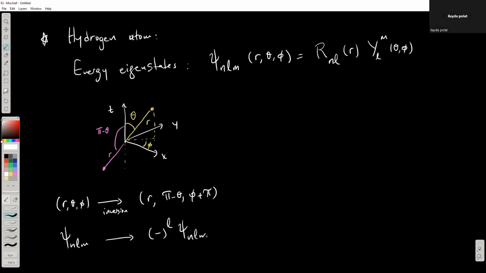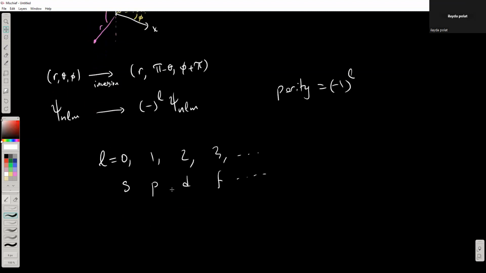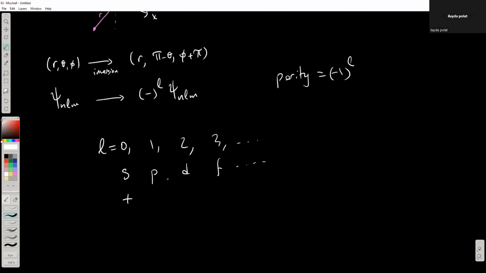It turns out that the state psi n l m is transformed into (-1)^l psi n l m. So the parity is equal to (-1)^l. The l values are 0, 1, 2, 3, and so on. We use the letters S, P, D, F, and so on for these orbitals. For S orbitals, the parity is positive. For P orbitals, it's negative. It is positive for D, and so on. It just alternates.